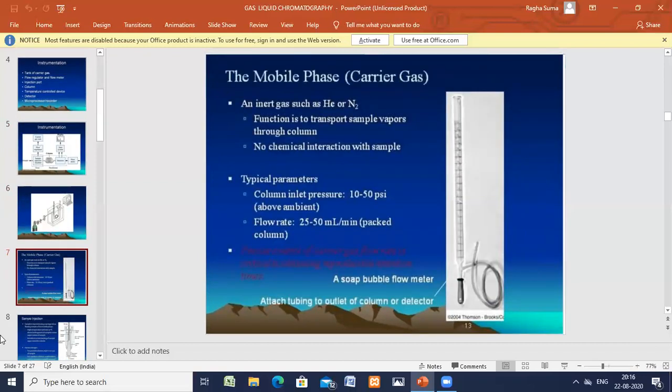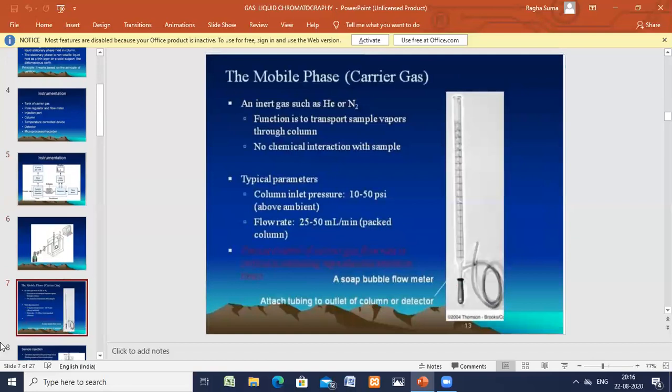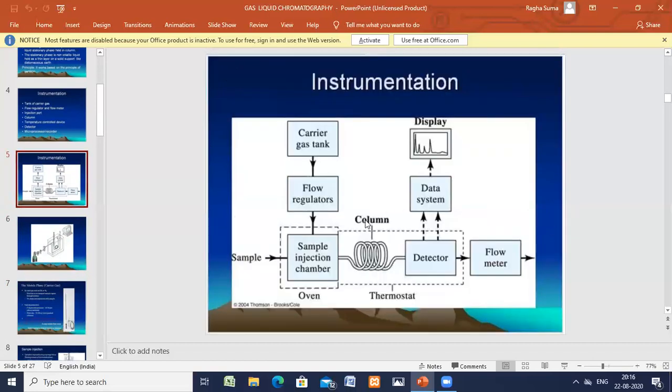Now we'll see the complete process. First explaining the diagram, then we'll see which type of mobile phase and which type of stationary phase are used. First in this process, you have seen the instrumentation. The sample containing the solid solutes is injected into the heating block oven. The solid solutes in the sample are immediately vaporized.